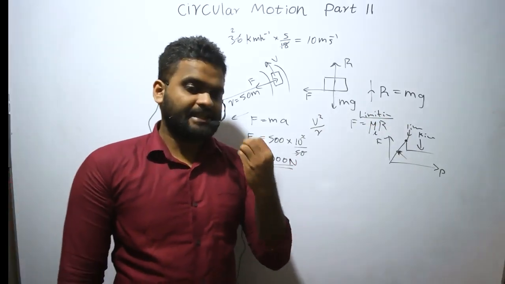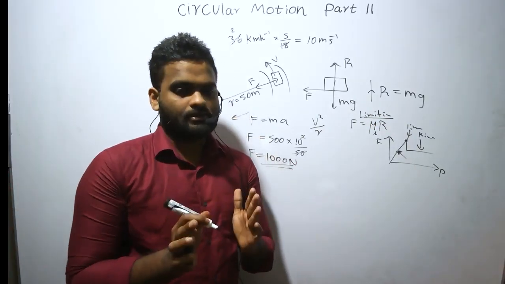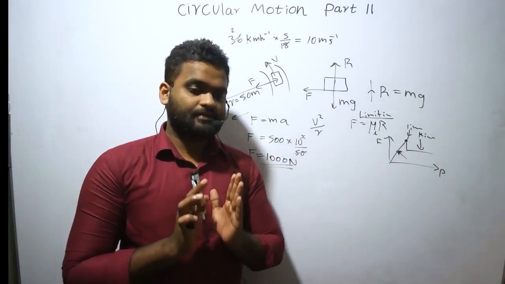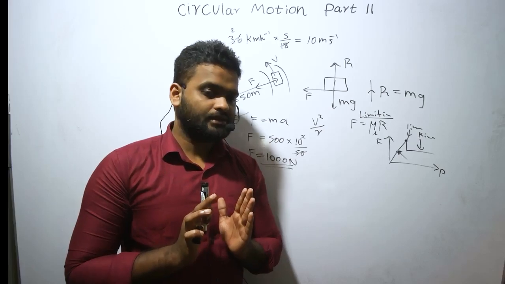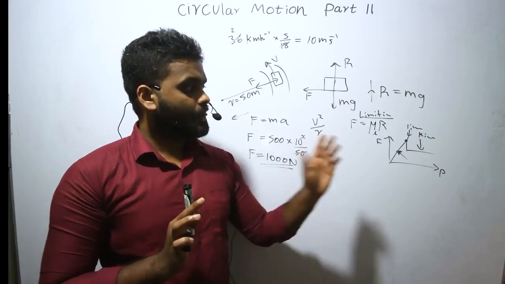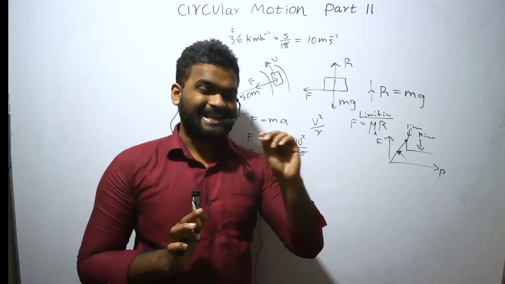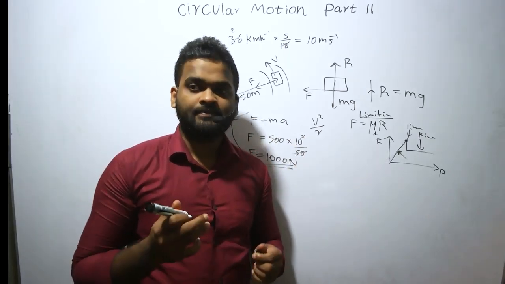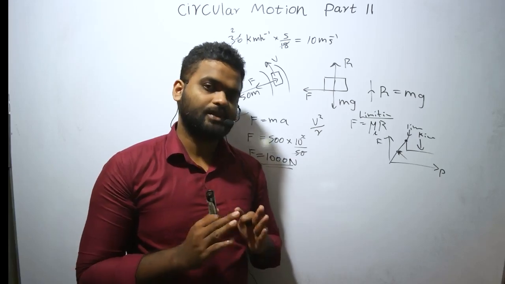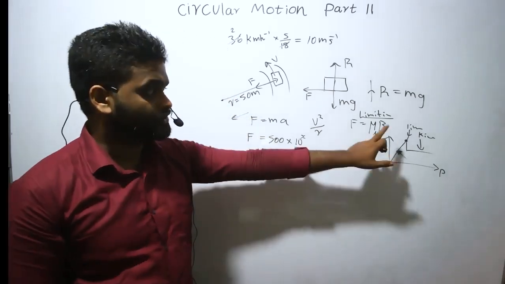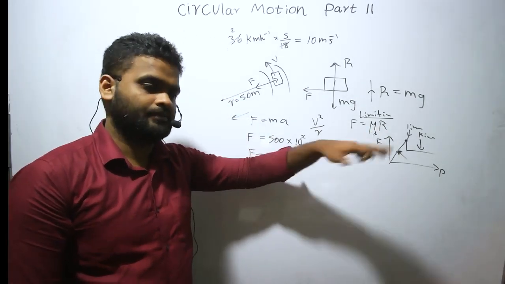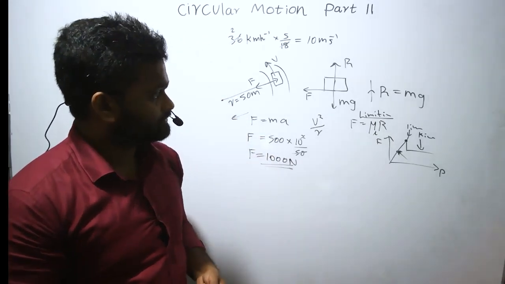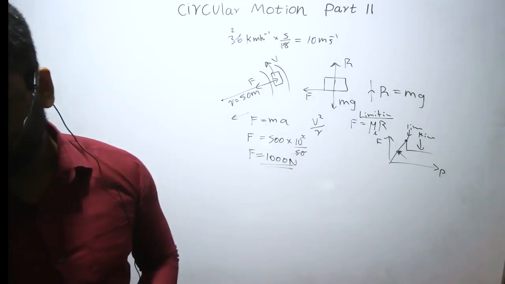An easy way to understand whether it is limiting or not: kinetic you can easily understand. To understand whether something is limiting, if the question says maximum, minimum, or just starts to slip, then most of the time the question is regarding the limiting condition. So you can apply F equals mu R. Okay, so the answer here should be the third one.